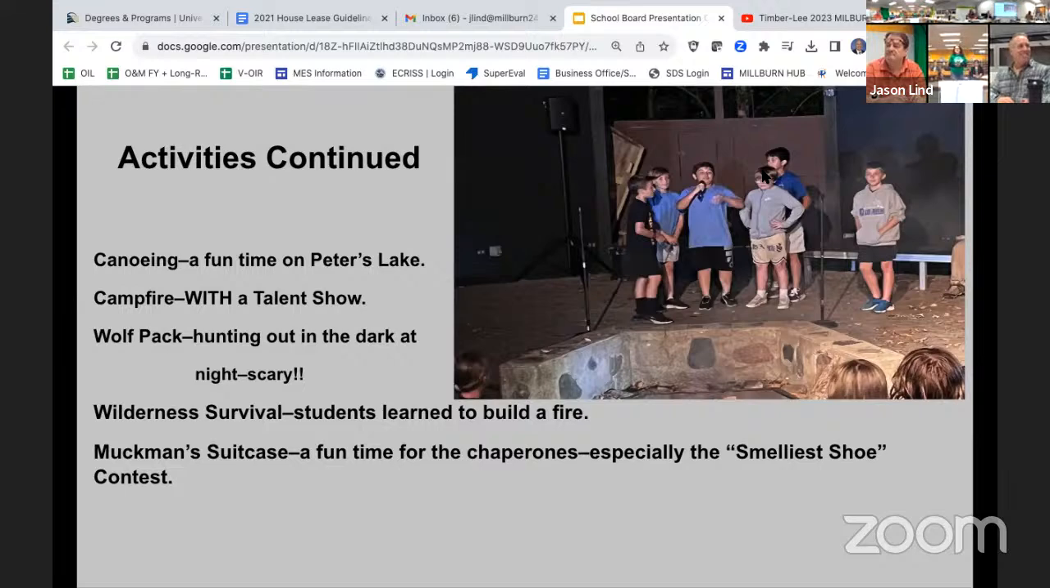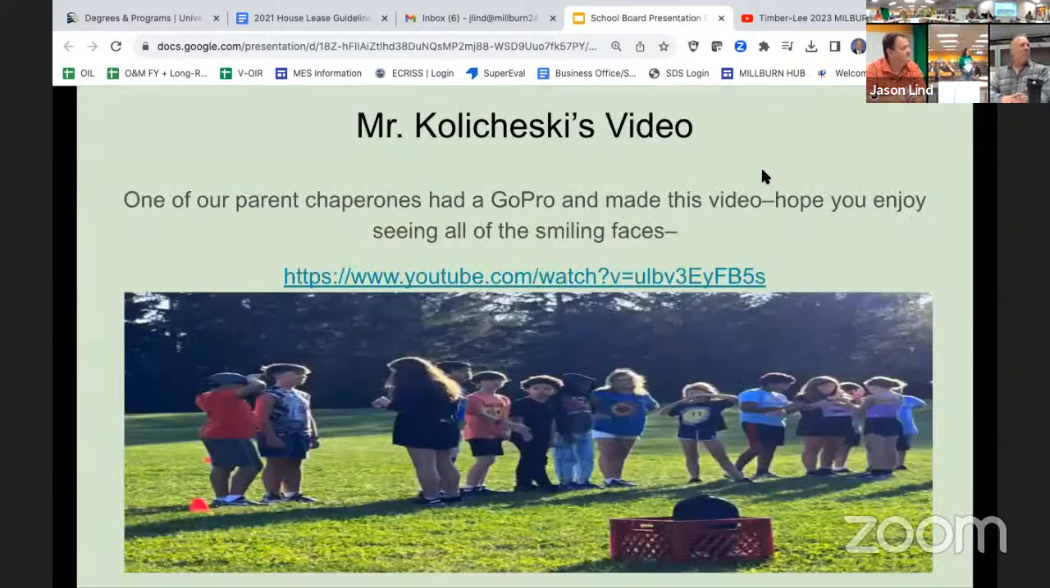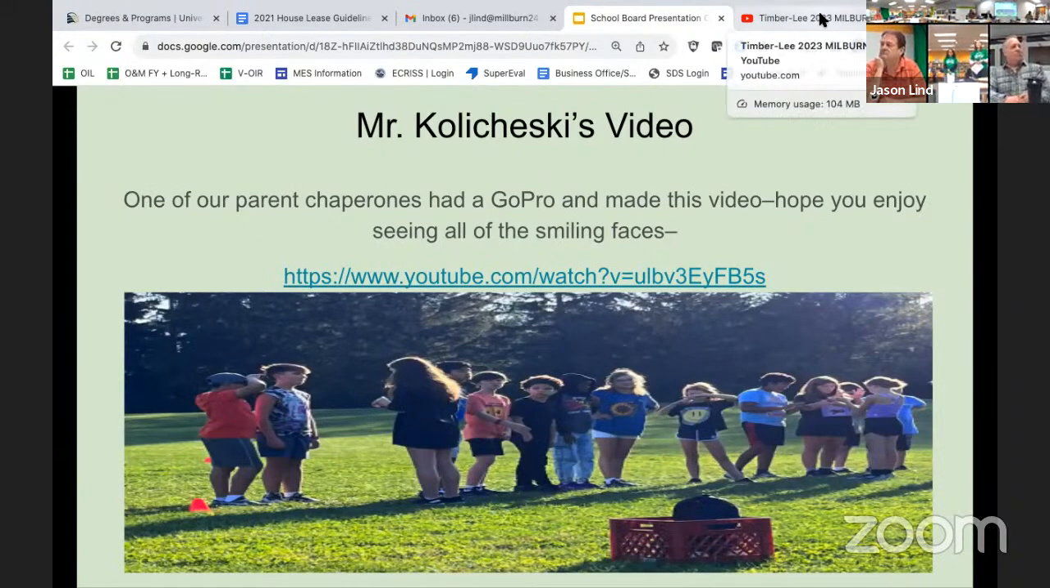And then there's wilderness survival where students learn to build fire. And then a suitcase, where this was the funniest of them all. It was my first year actually going to Timberly at Melbourne. I used to work at OBS. I went there moons ago, but we did a smelly shoe contest, a burping contest. The kids had a lovely time with it. It was pretty disgusting. And the next part is a little video. One of the parents actually put this together for us, so let's go ahead and just watch that.